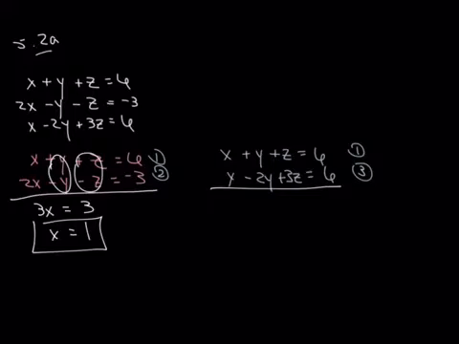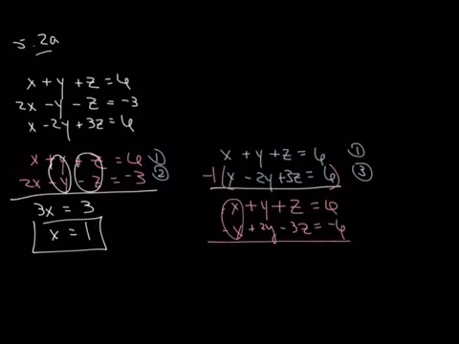Now let's look at this one. I'm going to have to change this whole thing. I'm going to have to multiply the whole thing by -1 so that positive x and negative x will cancel. So let's multiply the whole thing by -1, and I'm going to rewrite the first equation again. I didn't do anything to it, but the second equation will be -x plus 2y minus 3z equals -6. Now I can add these. Those go away. 3y minus 2z equals 0.